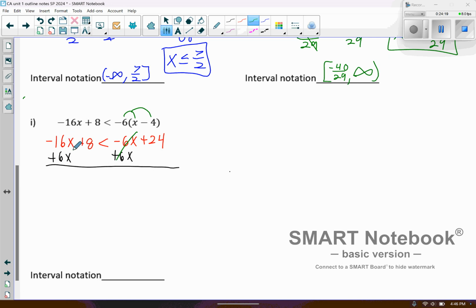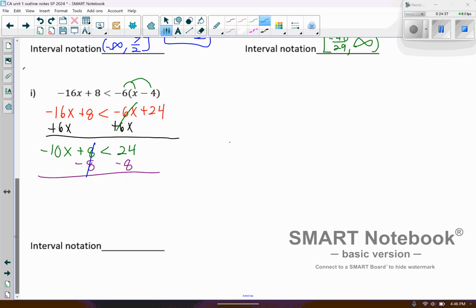So let's see, I'm going to cancel that out. I had negative 16, but now I'm adding 6, so now I'm at negative 10x. Then I have plus 8 is less than 24. And then we'll go ahead and subtract 8 from both sides, and that will cancel out. And now we're left with negative 10x is less than 16. And then here we're going to divide by negative 10, so be careful, because we're dividing by a negative, so we're going to have to reverse that inequality symbol.